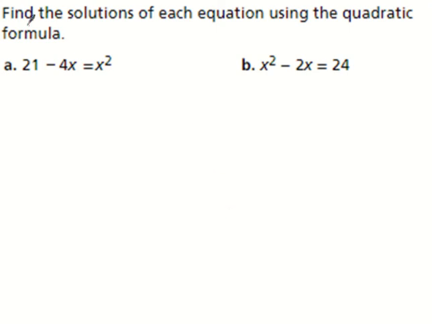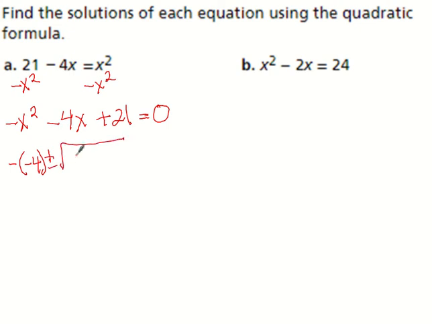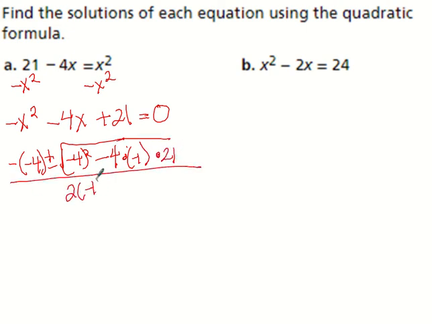So find the solution of each equation using the quadratic formula. So again, we always start by making it equal 0. I'm going to go minus x squared. I'm going to get negative x squared. I'm going to put it in standard form, minus 4x plus 21, just because I like to have it in standard form. So here's A, B, and C. So opposite of B plus or minus the square root of B squared minus 4 times -1 times 21, and then all divided by 2 times -1.